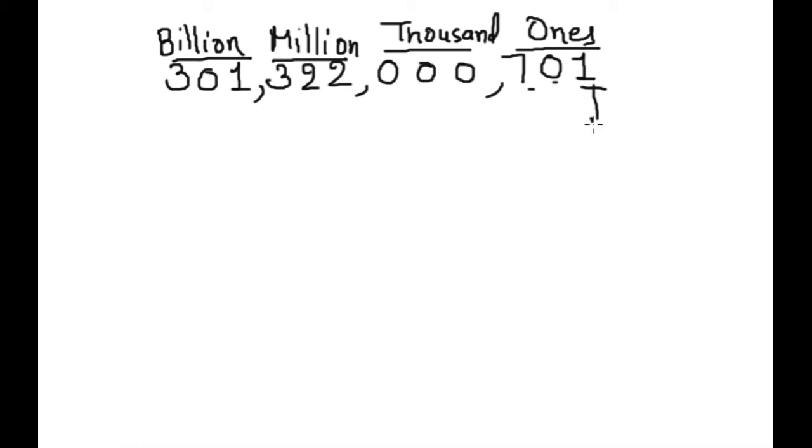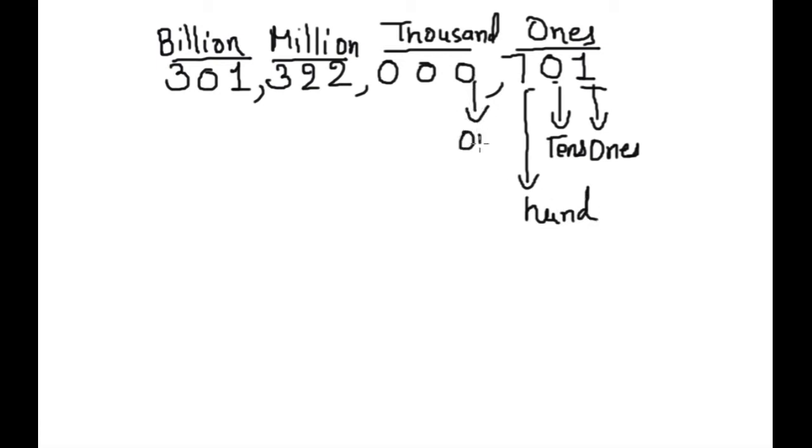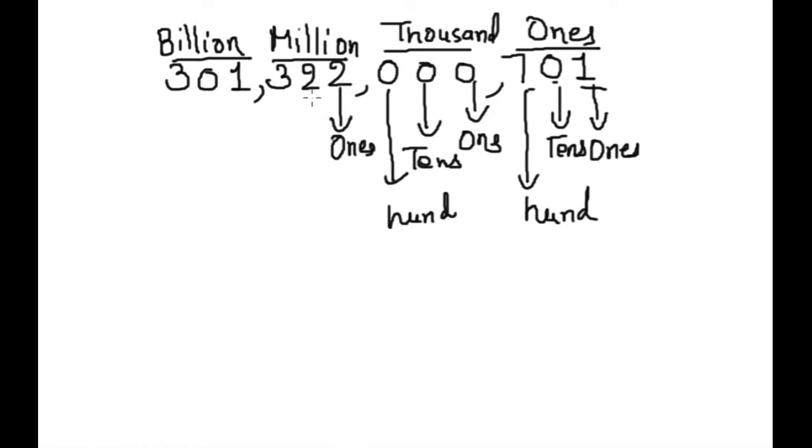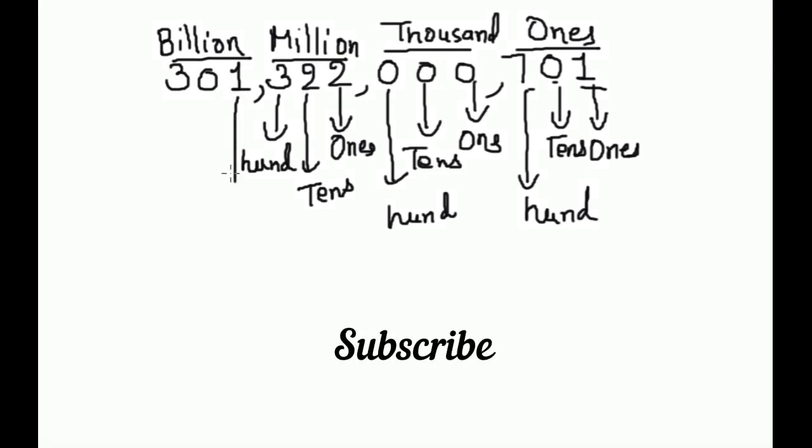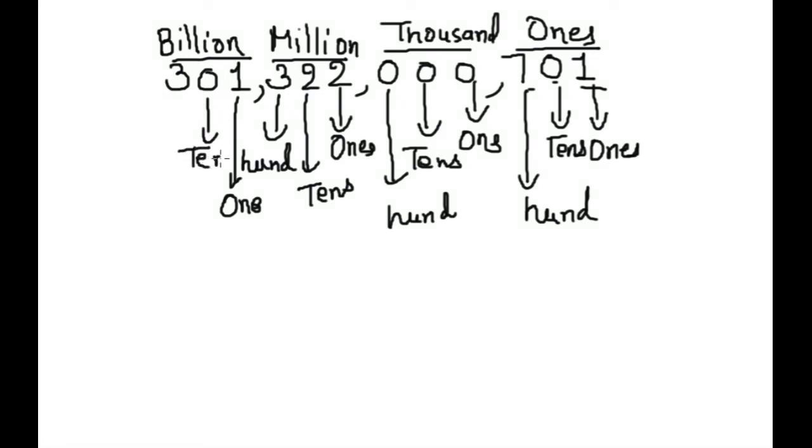Come to place value. Ones, tens, 100. Same here, ones, tens, and 100. Same here, ones, tens, 100. Ones, tens, 100.